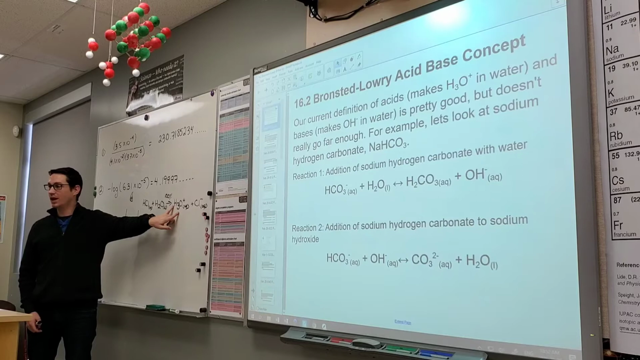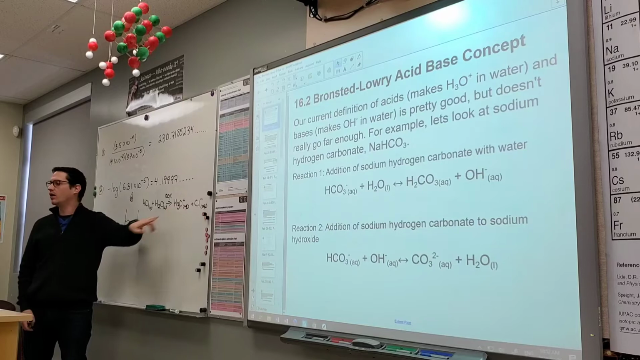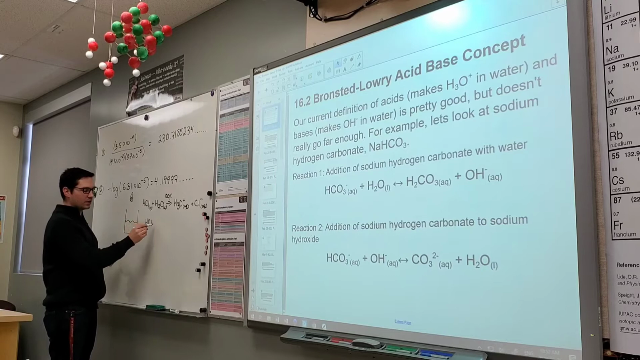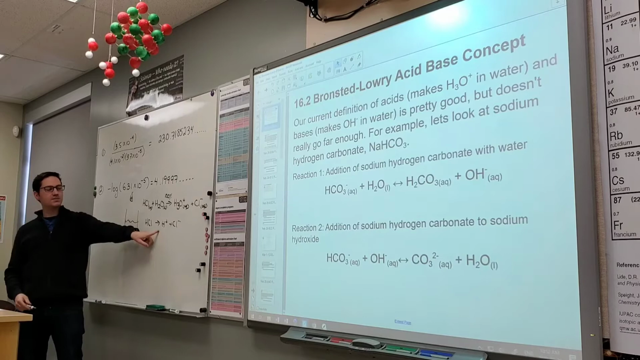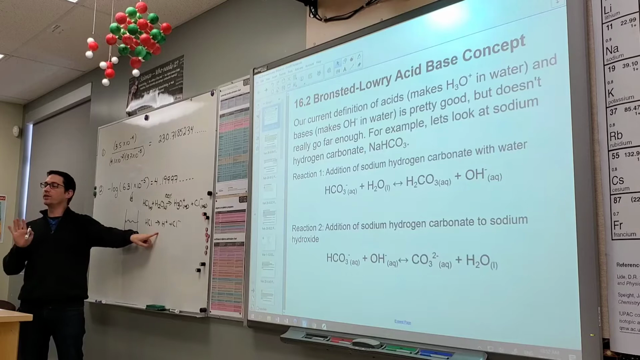Hydronium. H3O+ is hydronium. That's a hydronium ion. The really old school definition of an acid is anything that creates hydrogen ions. Can you see how this is basically the exact same thing as that? Except here, we're just ignoring the water. Does that make sense? This and this are the exact same thing. We're just ignoring that this thing is attached to water. That's all we're doing, okay?